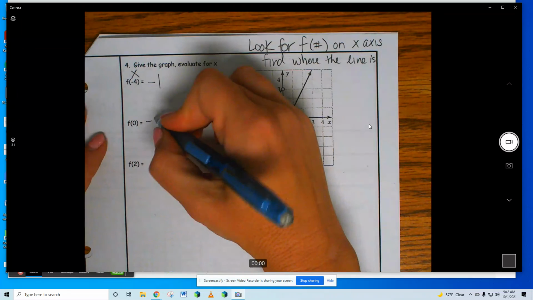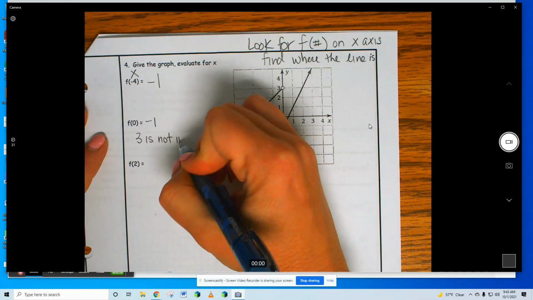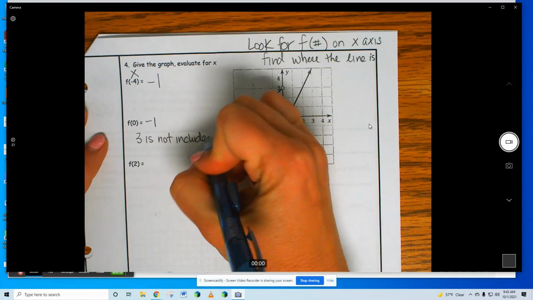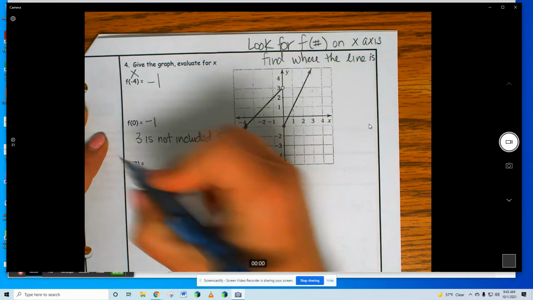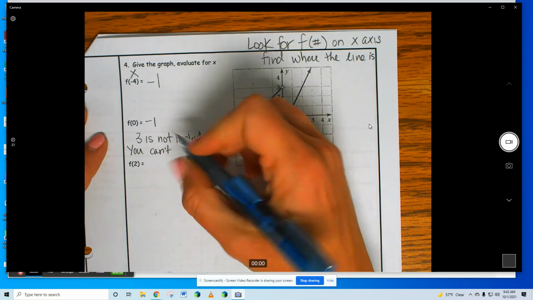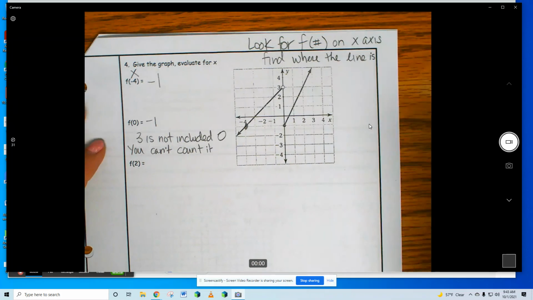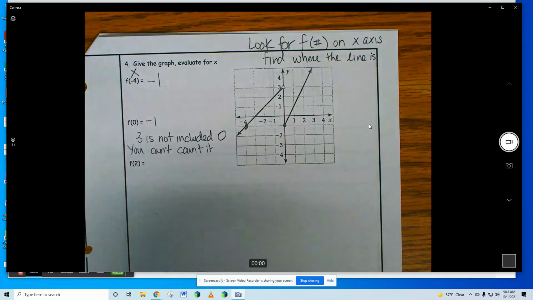So it's -1, and I'm going to say 3 is not included because it's an open circle. You can't count it. You can't use it. It's not a solution. It's an open circle.